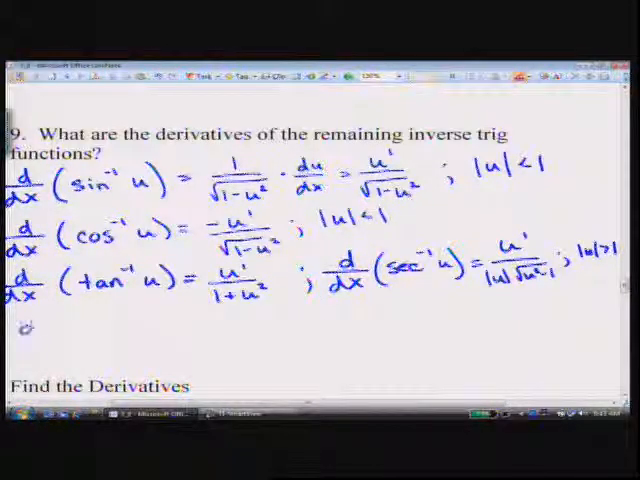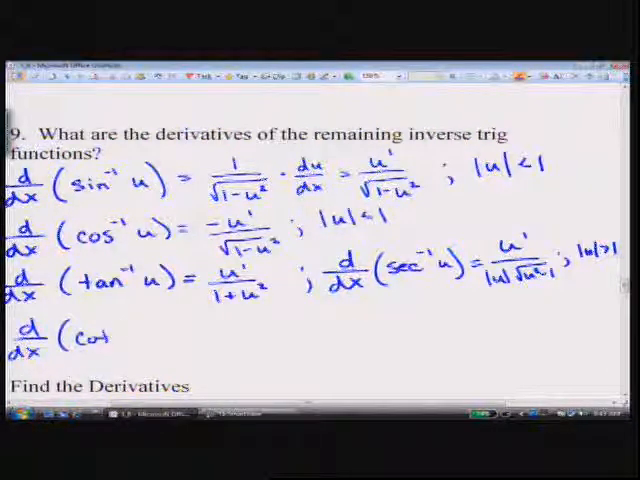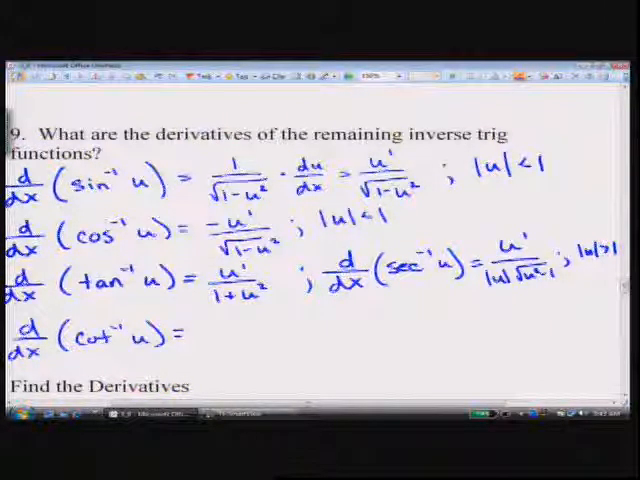All right, and then you have your inverse cotangent. It's very similar to the inverse tangent. What do you think, based on what the cosine was? Do you have a guess for the inverse cotangent? It's exactly the opposite. It's just negative u prime over 1 plus u squared.